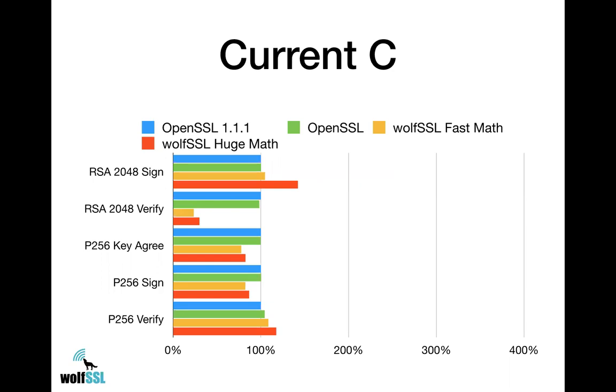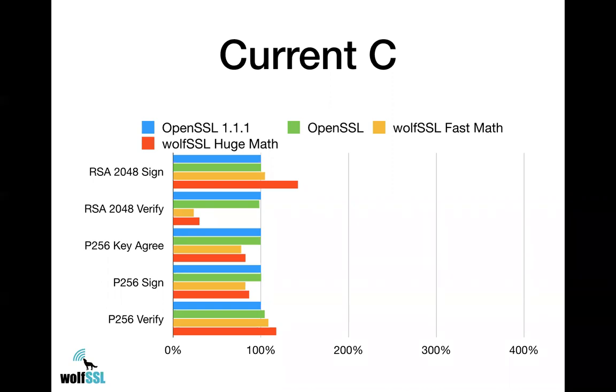So this is the current C implementation using the fast math and the huge math. And I'm comparing it to OpenSSL compiled without assembler code, okay? The OpenSSL C code has its own kind of different performance profile because it's C code. It does have some, I think, optimized C code for different sizes, or maybe something like that. I'm not sure, but I haven't really looked into it.